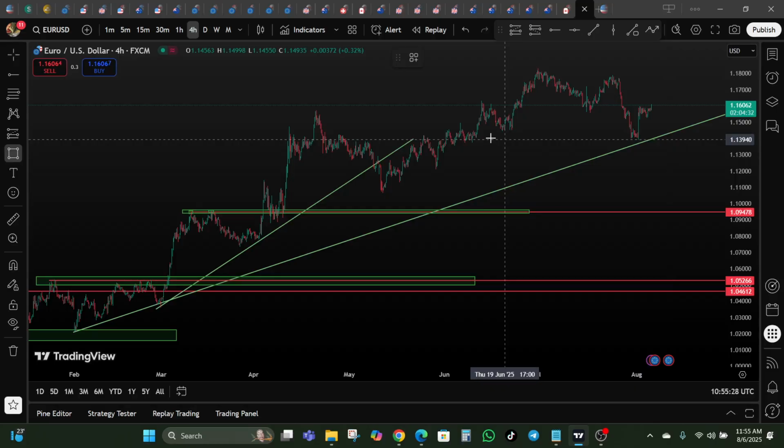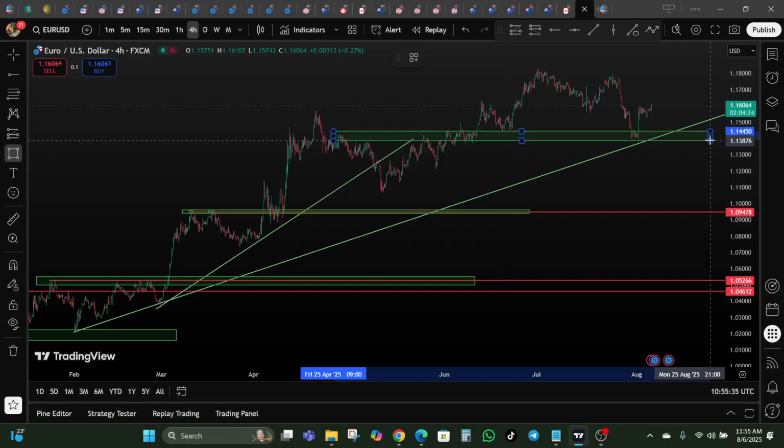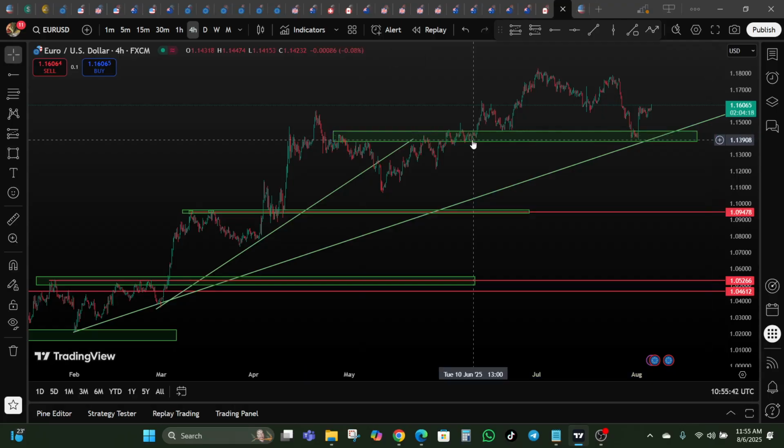You can see that this seems to be an important zone where price has reacted to. You can see price reacted here, here. There was a range here, price reacted here and reacted here again. So you can see this is an important zone. Okay, so once price enters into these zones, you watch for how price reacts.